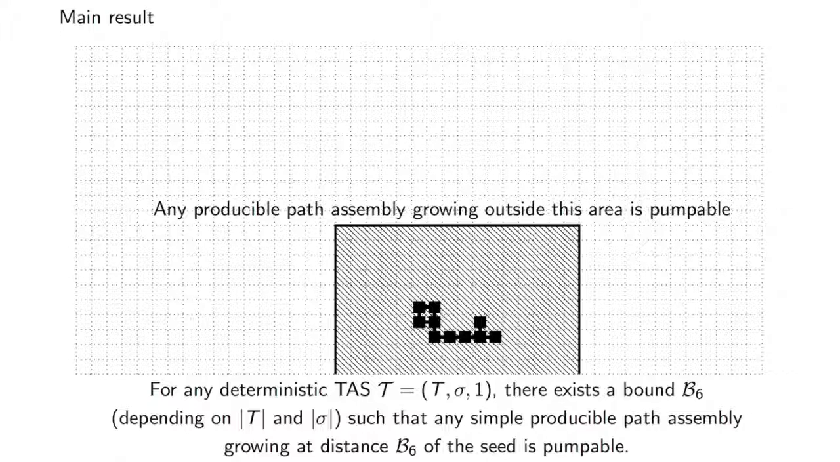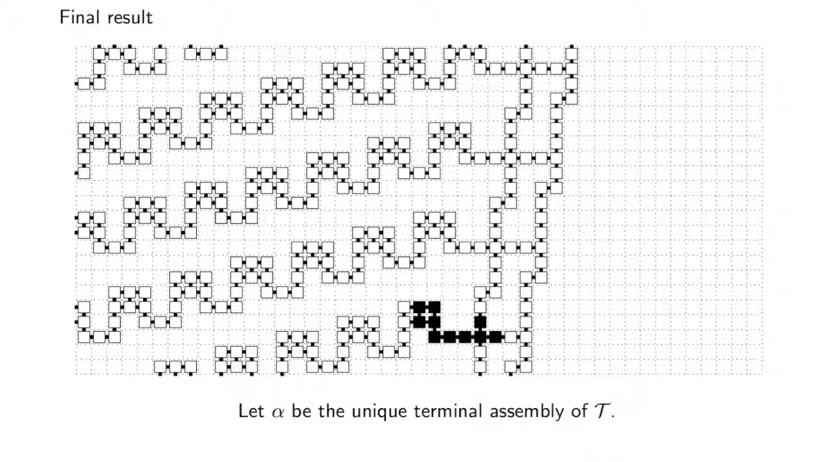In this example, any simple path assembly growing outside the hashed rectangle is pumpable. Note that this article contains several bounds. The definitions of these bounds are given in an appendix of the article available online. Now let's discuss the consequences of the main result. Our true final result is that a tile assembly system cannot simulate a Turing machine at temperature 1.